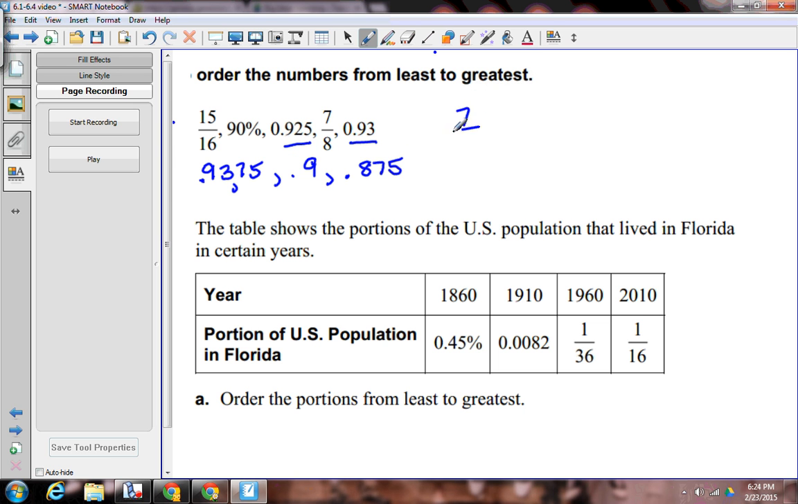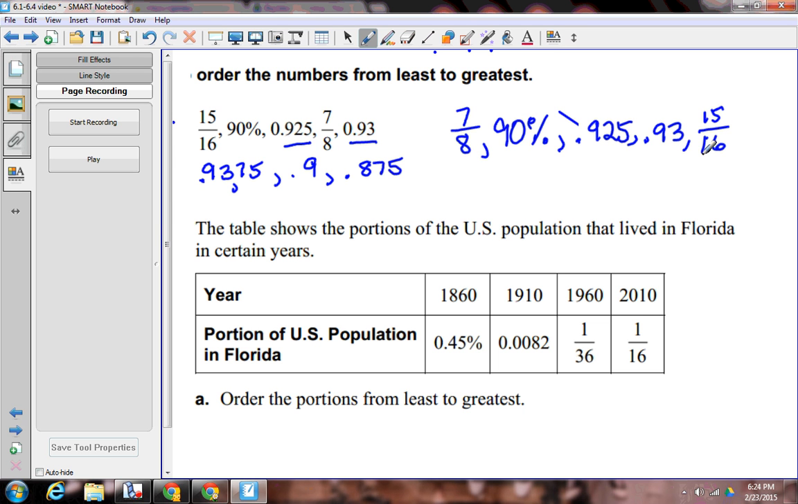So if we were going to put these in order from least to greatest, first we have 7/8. Remember to write your answer in the original form it was presented in the problem. And then our next would be 90%. And then next we have 0.925. Next we have 0.93. And last we have 15/16. And there we have it. There's our 5 numbers written from least to greatest.